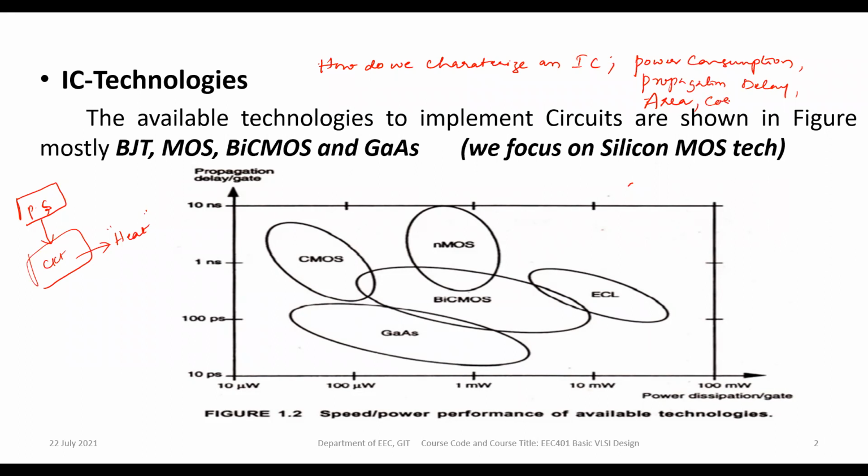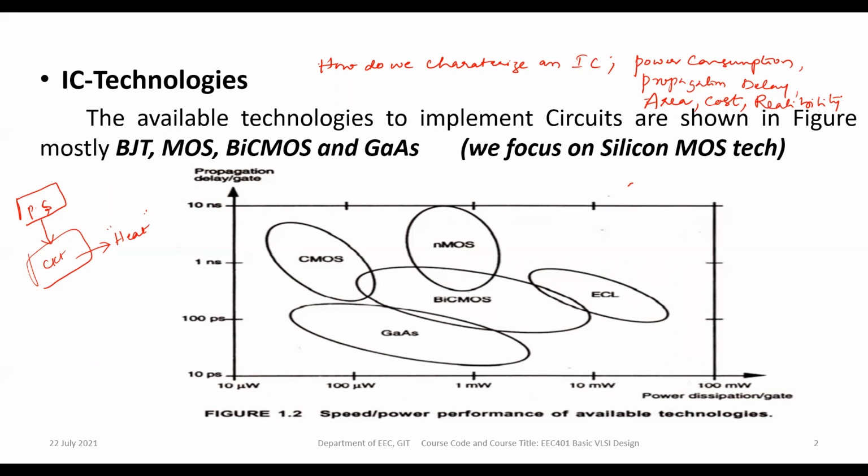Another very important one is cost. If you want to make an integrated circuit, how much cost is there. And reliability: how reliable the integrated circuit is. All these parameters characterize an integrated circuit.